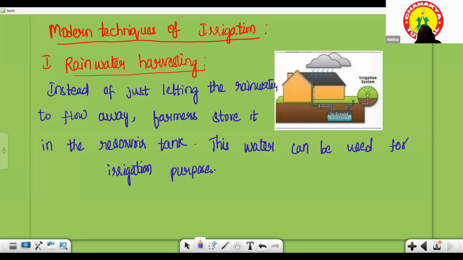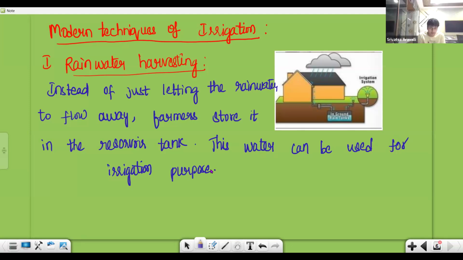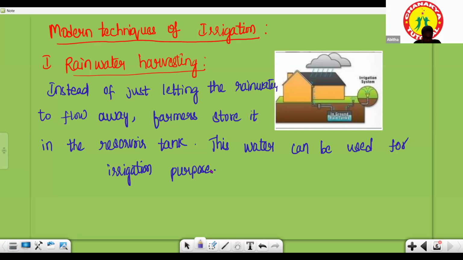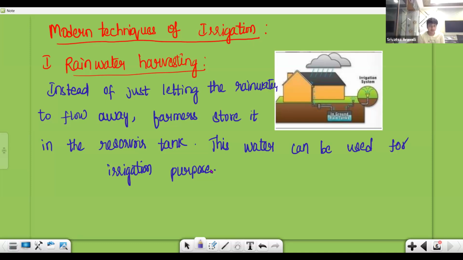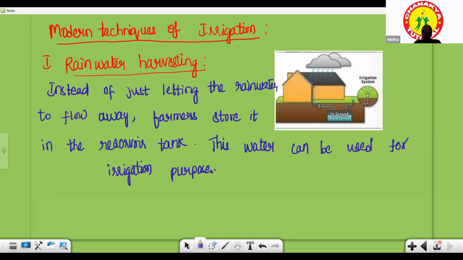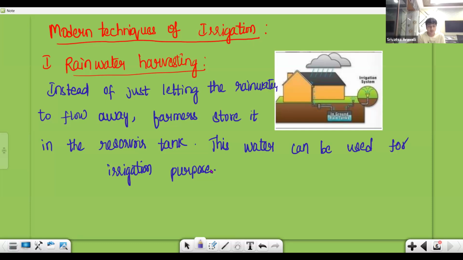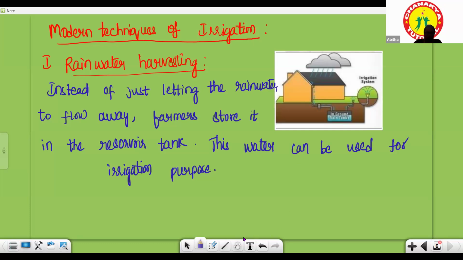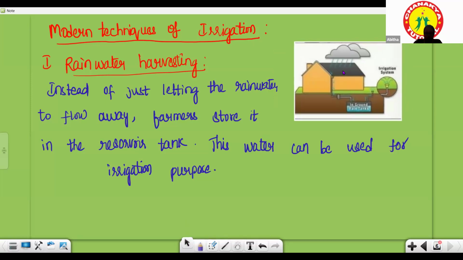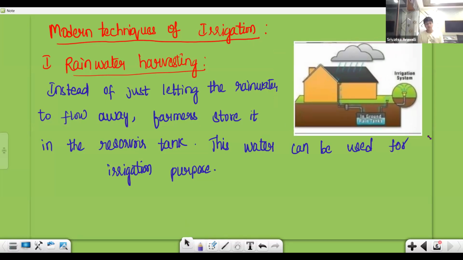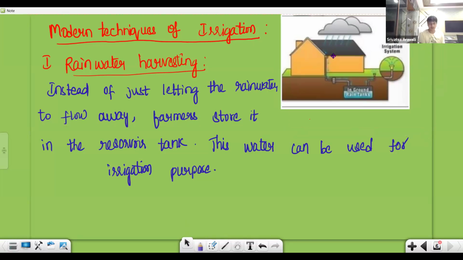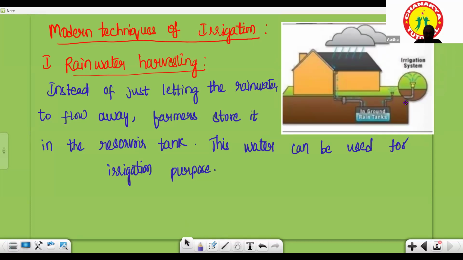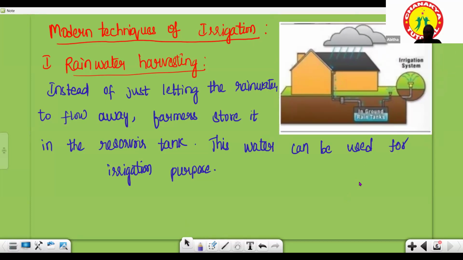Please read what I mentioned, Srivatsa, on the board. Modern techniques of irrigation. Rainwater harvesting. Instead of just letting the rainwater flow away, farmers store it in the reservoir tank. So this water can be used for irrigation purposes. So this is rainwater harvesting.